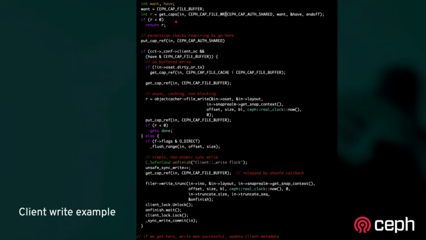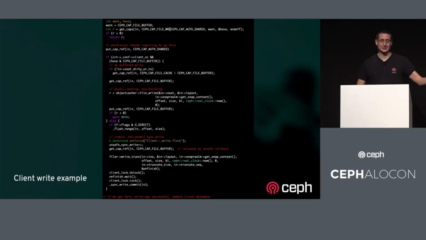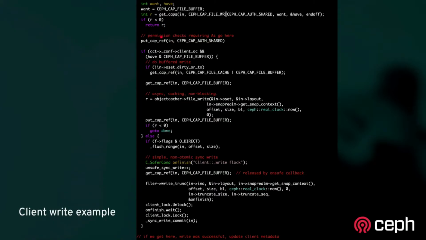And that get caps function goes through and does a lot of complicated checking. But if you don't have the caps you need, it actually sends off a message to the MDS saying, hey, I need these caps, please. And then sleeps until you get an answer back and then returns. And either you succeeded or you failed. And if you failed, we return the error to the caller. Otherwise, we continue on.